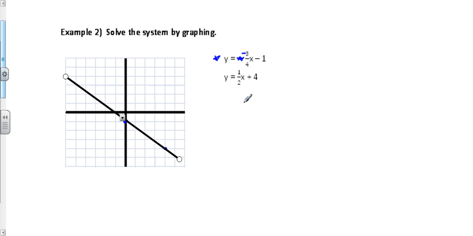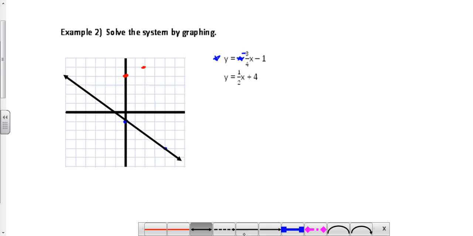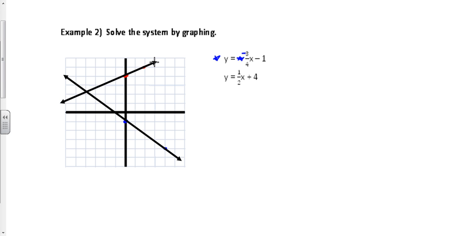Next one, we have a y-intercept of 4, slope of 1/2, so up 1/2. We graph that line. Alright, so based on the graph, where's the solution? Well, it's going to be where they intersect.